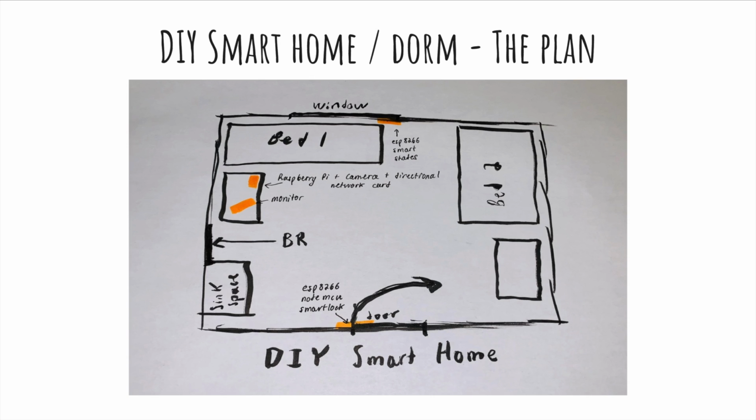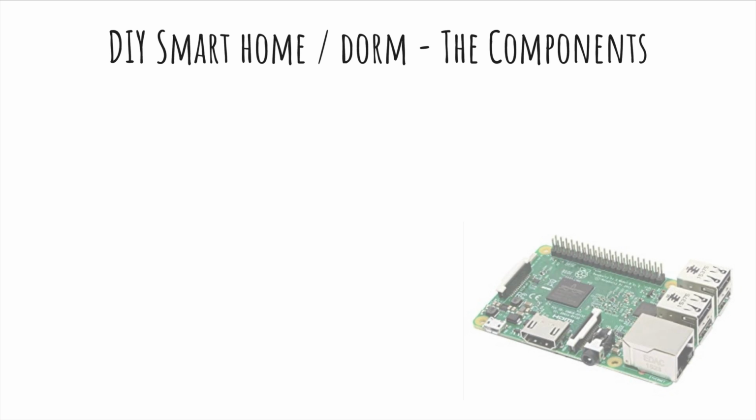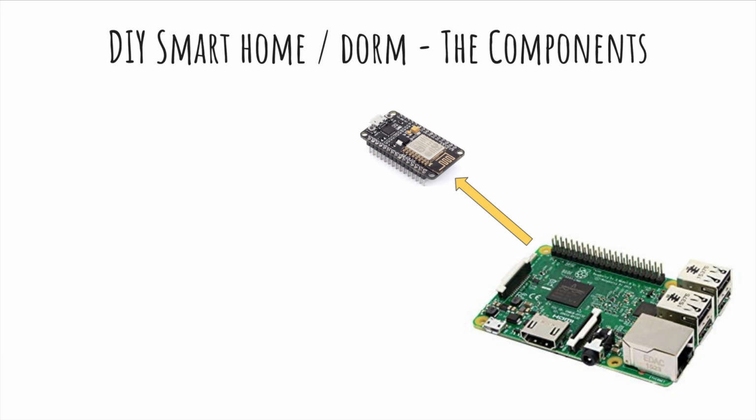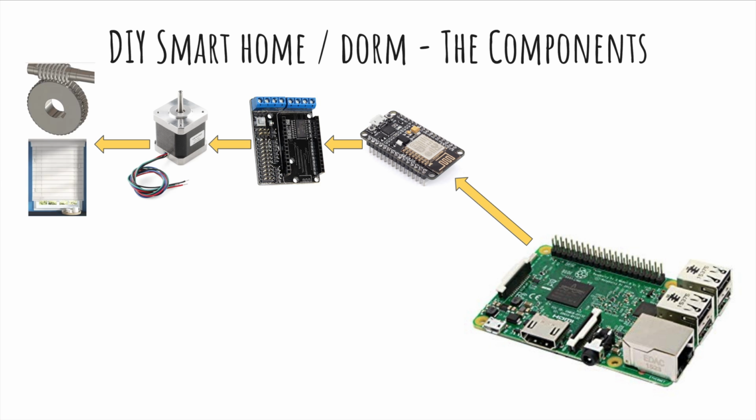Let's now go over some of the components that I'll use in order to make my smart home. First is the Raspberry Pi. The Raspberry Pi will be the control unit for the whole smart home. Next is an ESP8266 NodeMCU Wi-Fi connected module. This module will interface with a motor control board that'll control a NEMA 17 motor that runs a gear mechanism in order to unlock the door, as well as a gear mechanism that will be used to open the blinds on my window. The next component needed is a CSI Raspberry Pi camera.